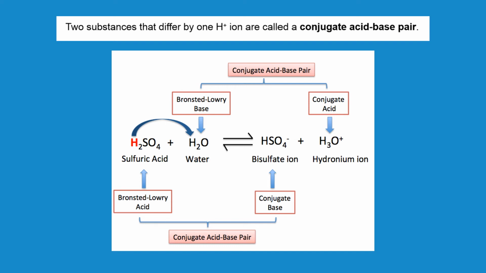Two substances that differ by one hydrogen ion are called a conjugate acid-base pair. And this is what I was pointing out before. Here you can see sulfuric acid, and sulfuric acid will turn into a bisulfate ion. That bisulfate ion, because it differs by one hydrogen ion, is known as its conjugate base. Water, if this is my base on the left-hand side, gets matched with a hydronium, which is its conjugate acid. Those are known as conjugate acid-base pairs.